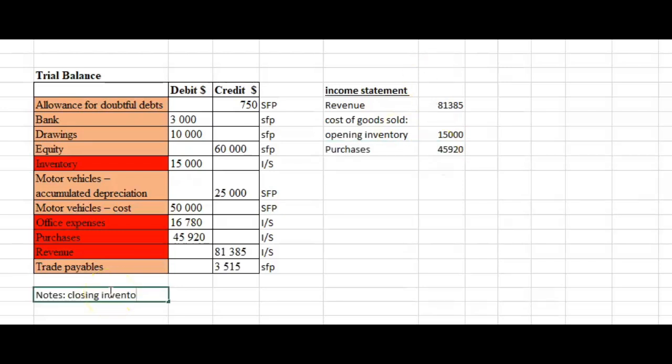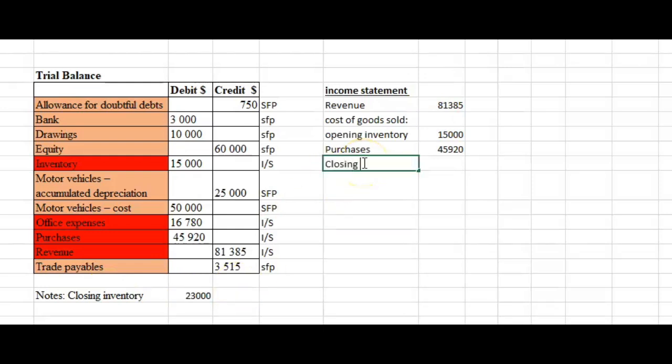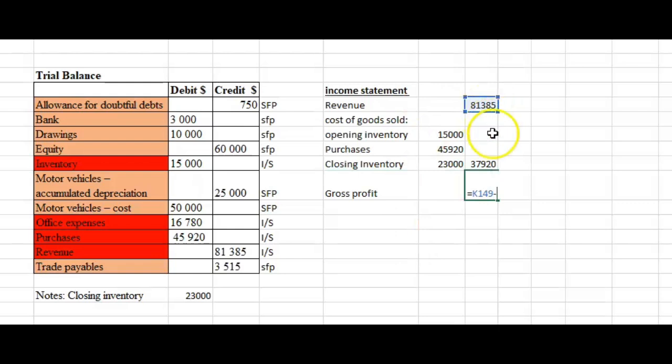I should also mention that closing inventory is usually given as additional information. In this case, the closing inventory is $23,000, and it is included in the cost of goods sold section after purchases. Before moving any further, we must first calculate the cost of goods sold. The formula is opening inventory plus purchases minus closing inventory, which gives us a cost of goods sold of $37,920. We deduct cost of goods sold from revenue, which gives us gross profit $43,465.